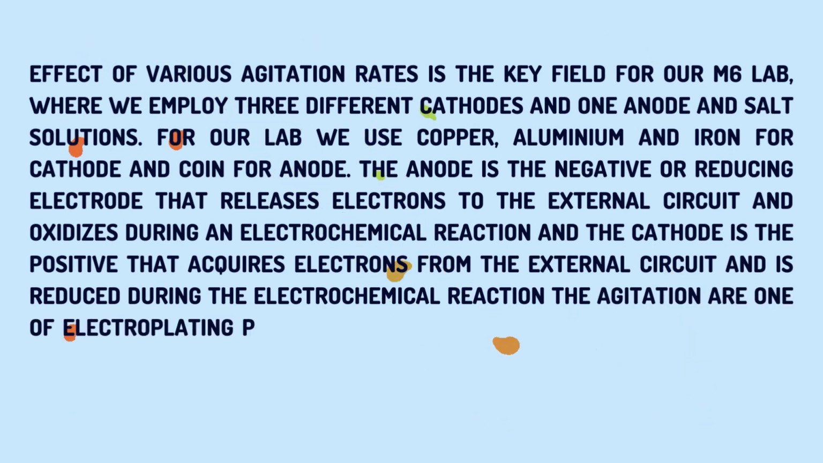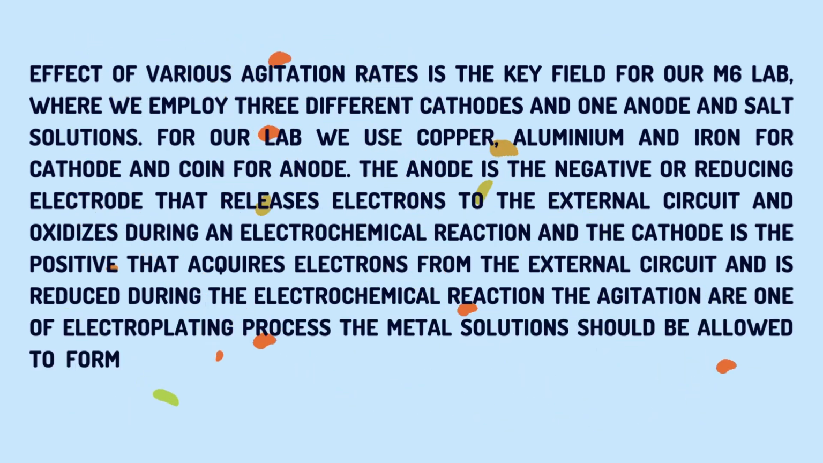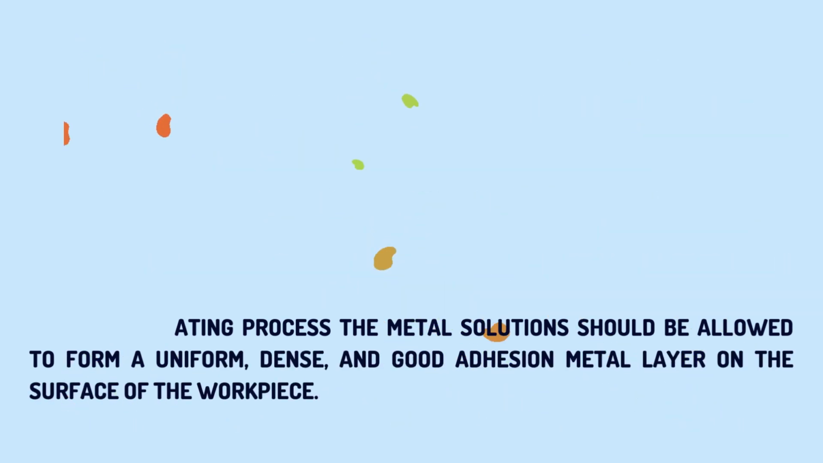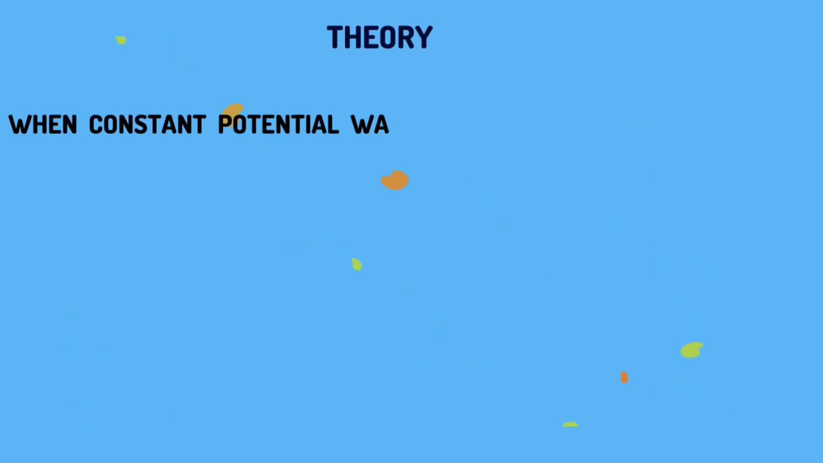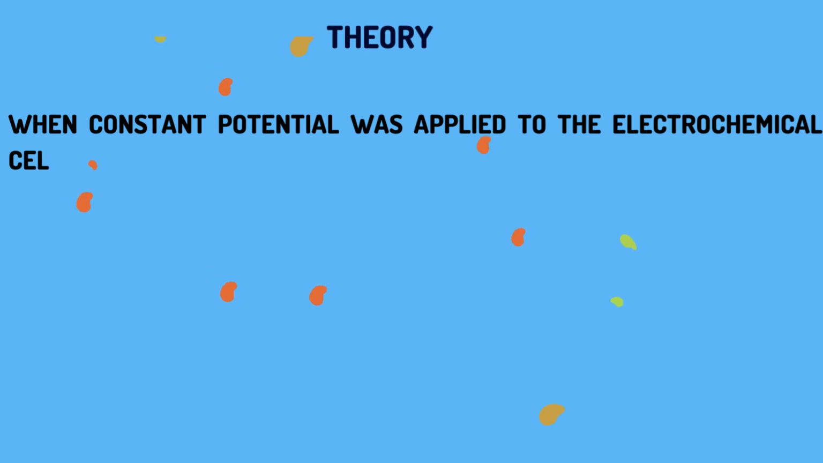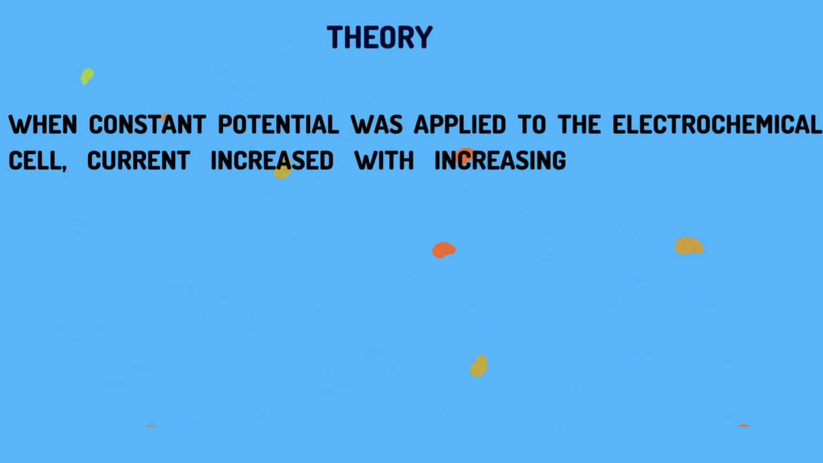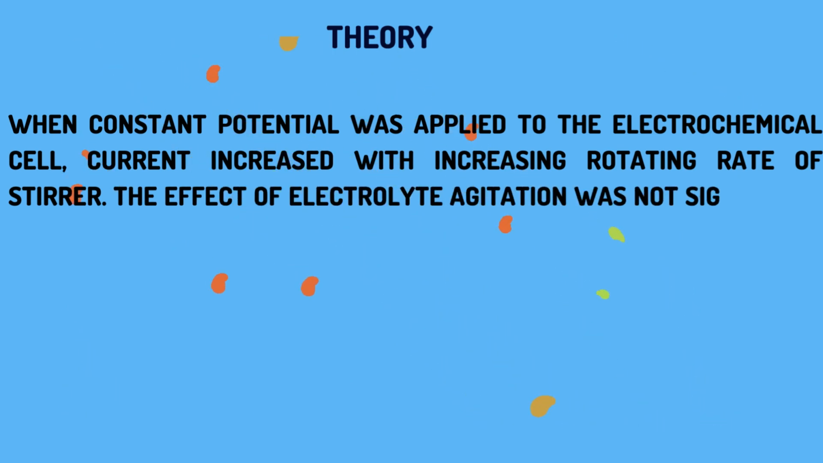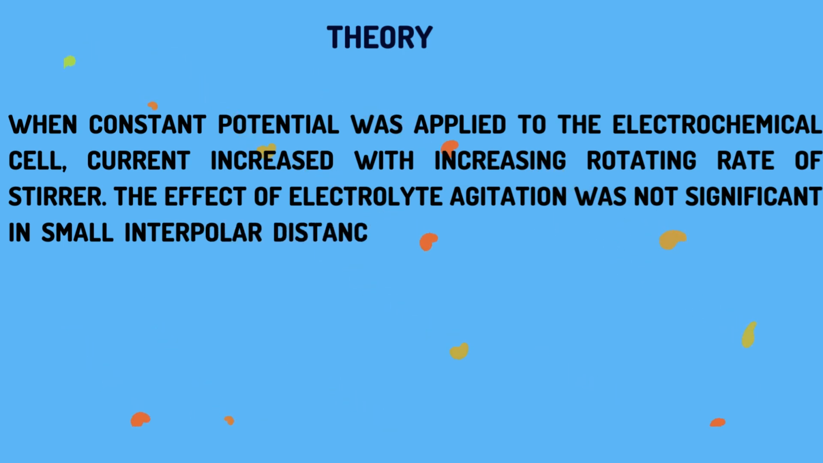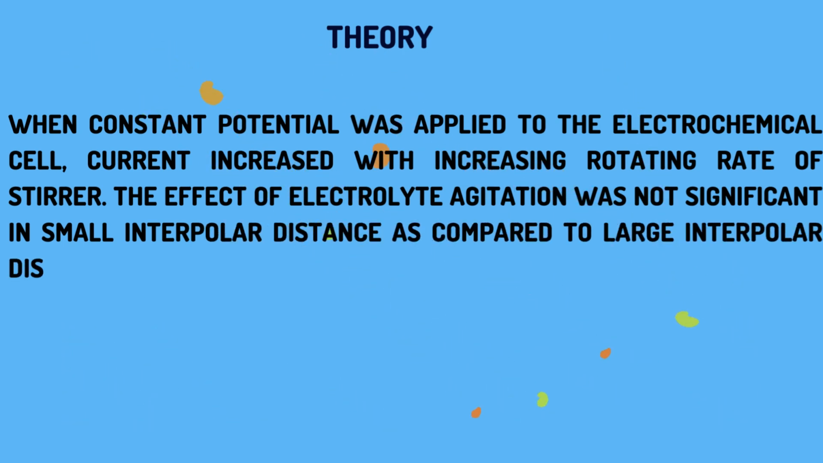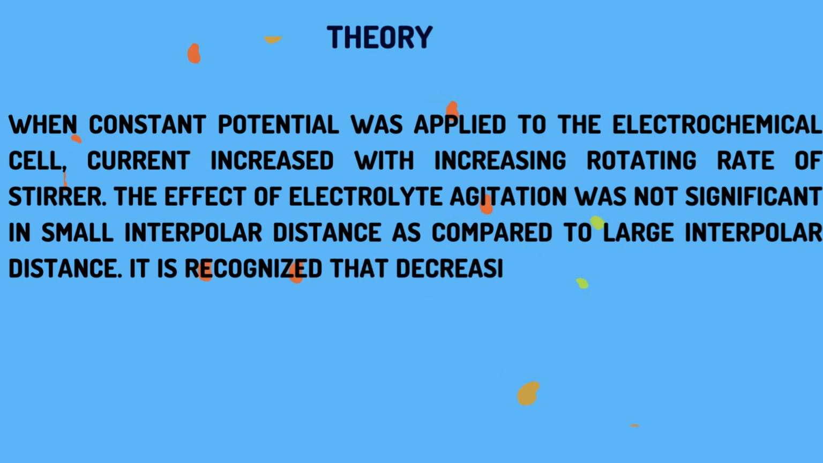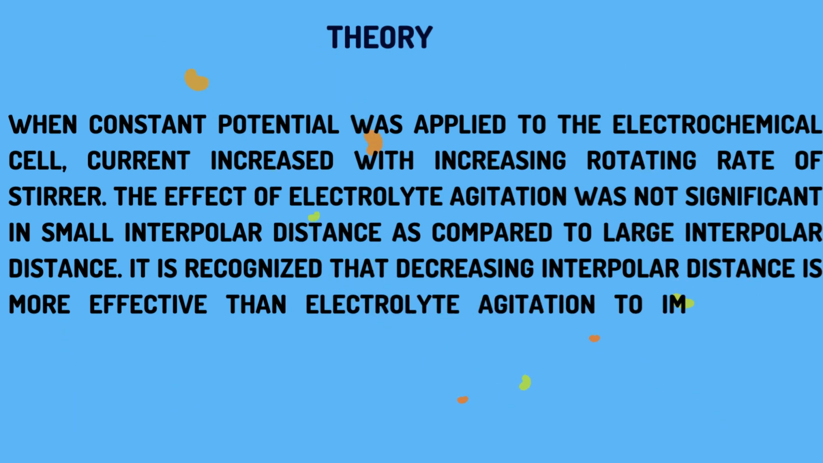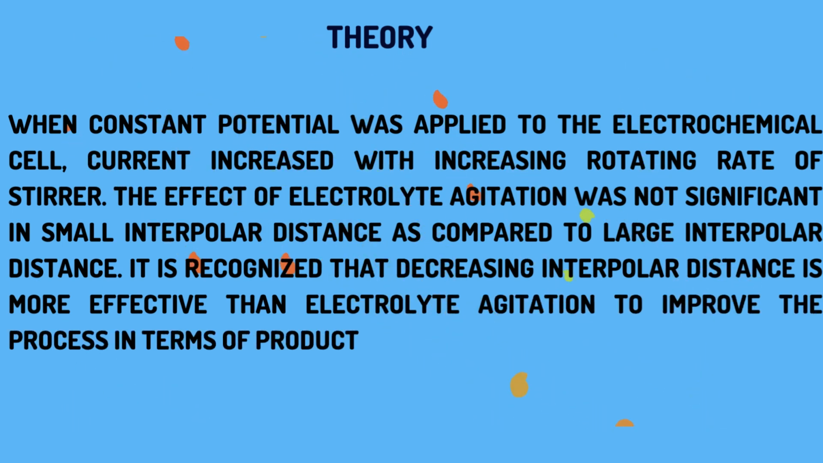Agitation is one of the factors in the electroplating process. The metal solution should be allowed to form a uniform, dense, and well-adhering metal layer on the surface of the workpiece. Theory: when constant potential is applied to the electrochemical cell, current increases with increasing rotating rate of the stirrer. The effect of electrolyte agitation was not significant at small interpolar distance as compared to large interpolar distance. It is recognized that decreasing interpolar distance is more effective than electrolyte agitation to improve the process in terms of production rate.